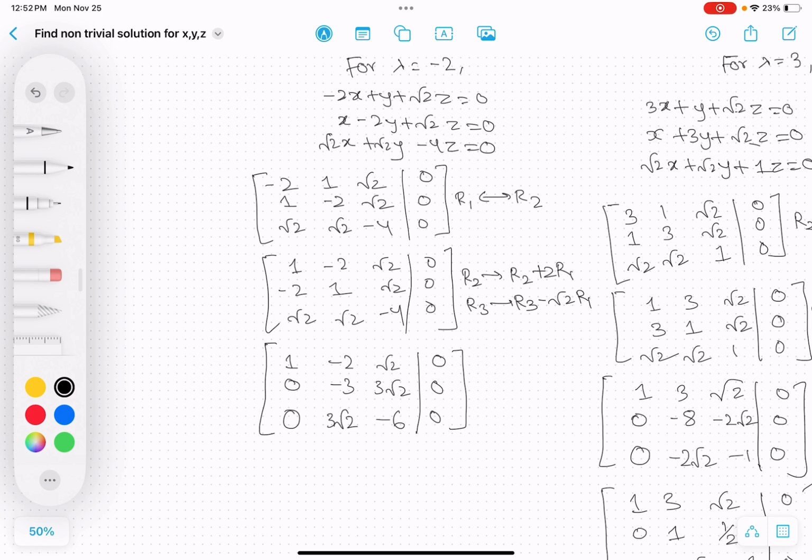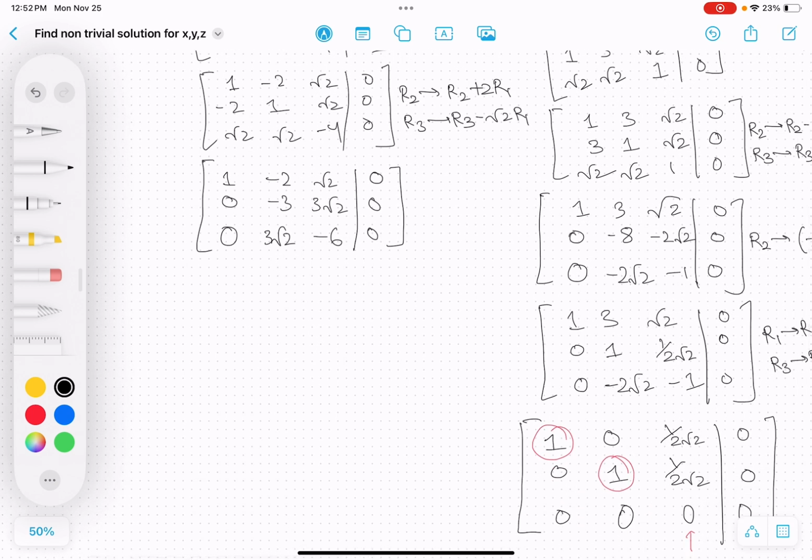Yeah, okay, makes sense. Now I want to make this thing 1, right? So row 2 is equals to minus 1 by 3 of row 2, and that makes it 1, minus 2 root 2, 0, 0, 1. Now this is just minus root 2, 0, 0, 3 root 2, minus 6, 0.